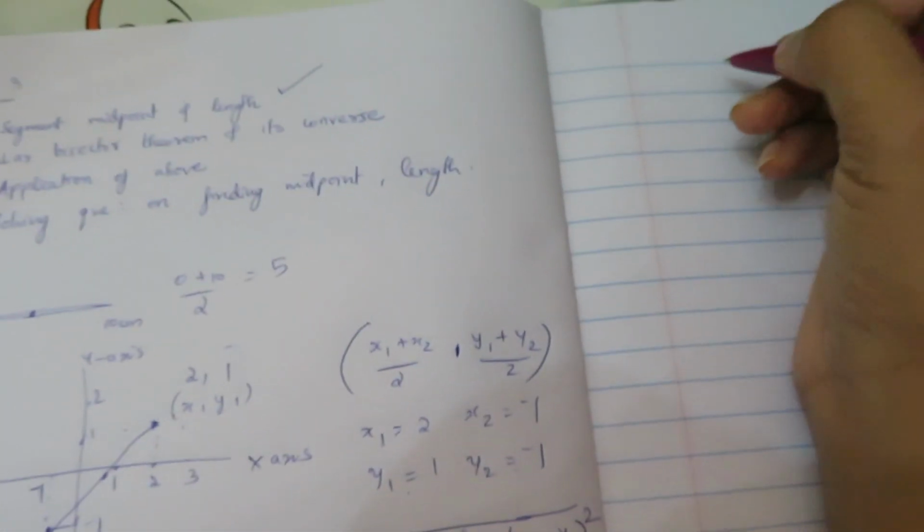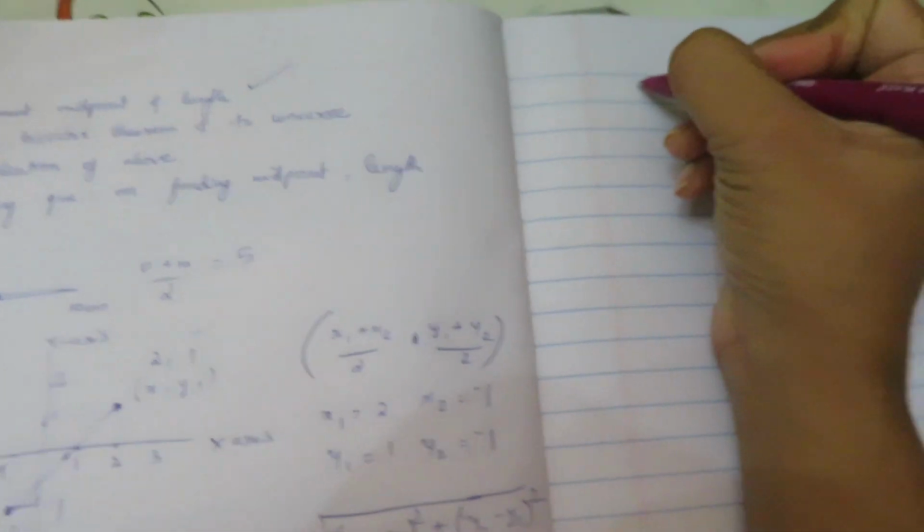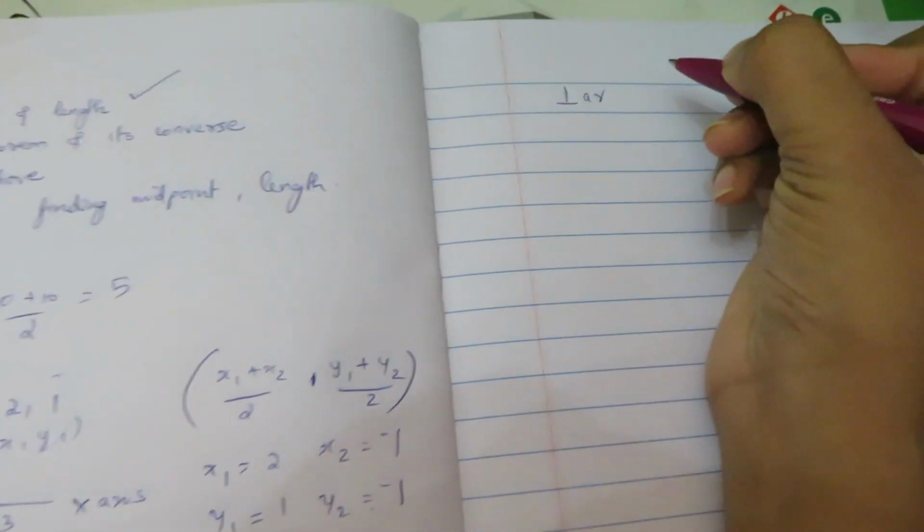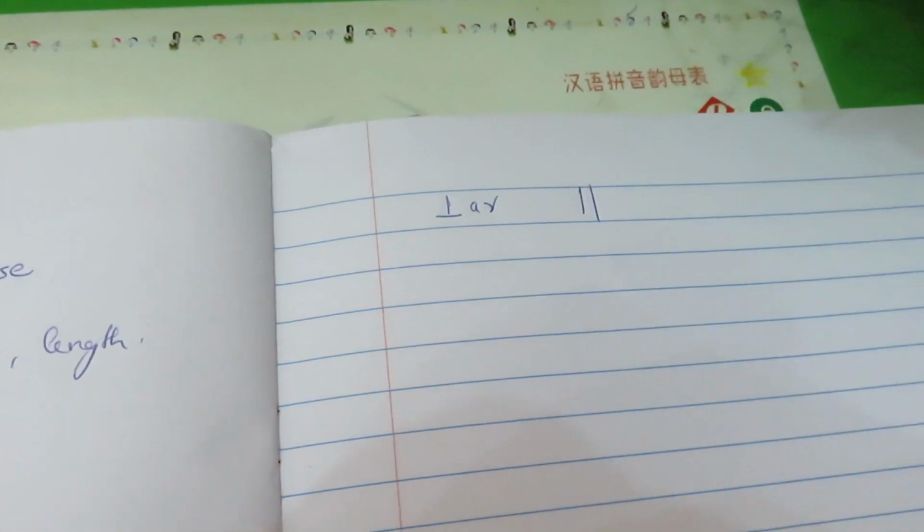Now let's see what the perpendicular bisector theorem states. Now you use this symbol for perpendicular, you use this particular symbol for parallel.